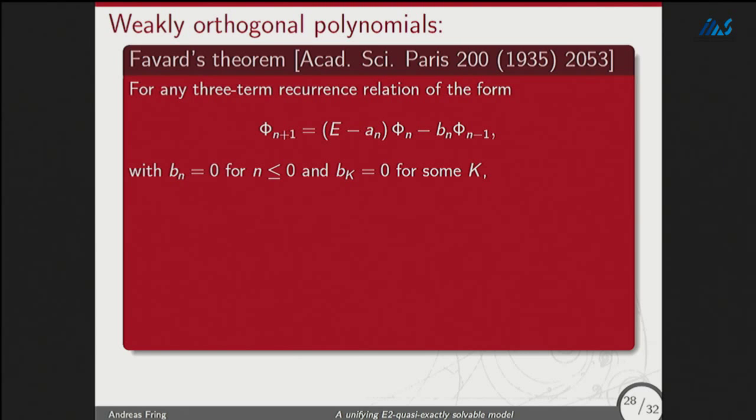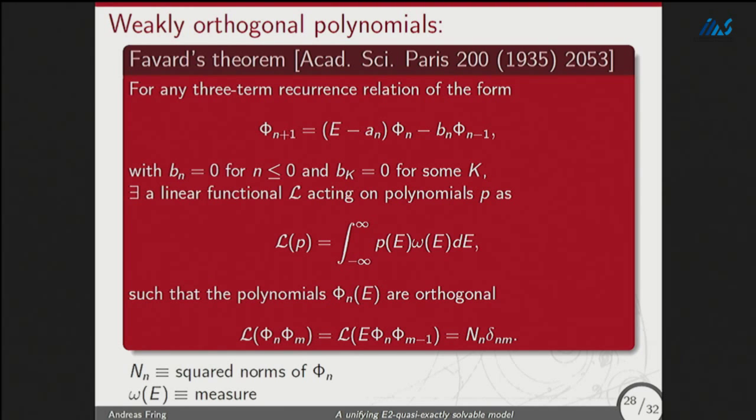So this is a general setting for this theorem: if you have a three-term relation of this type, and for some negative n's your b's are vanishing, and there is some integer k for which your b's are zero, which is precisely what we implemented, then there exists a linear functional L acting on these polynomials such that these phi n's are orthogonal. So this is a general theorem.